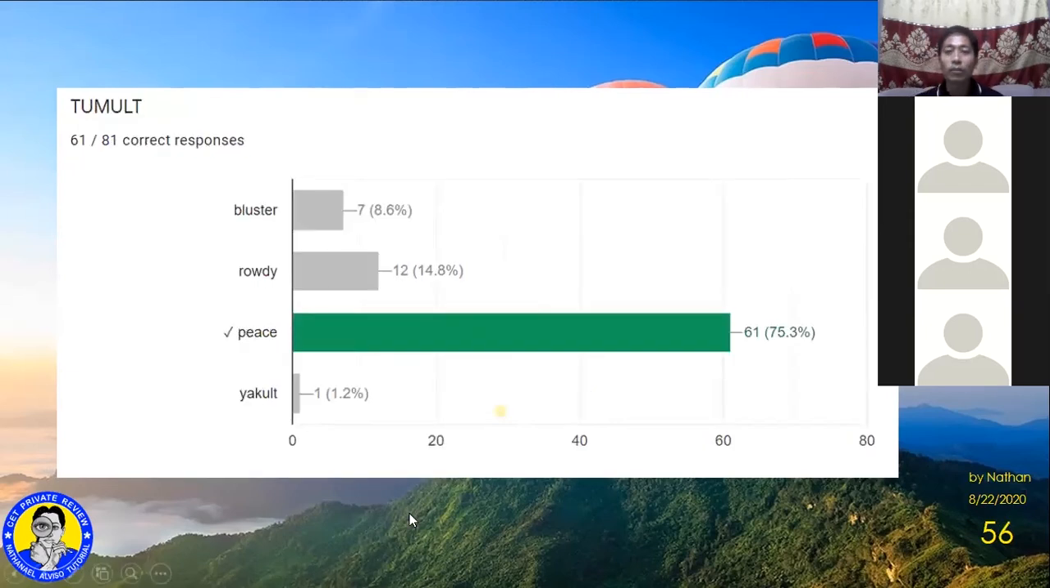Tumult, if you can imagine tumult, like untol-untol, okay? Rowdy, that's the synonym, okay? So it's not Yakult, even if it sounds like tumult, Yakult. Someone answered Yakult. What are you thinking? Okay, but there's only one student. But the opposite of that is peace. So if there's tumult, untol-untol, if you're standing still and at peace with yourself, then you're peaceful.